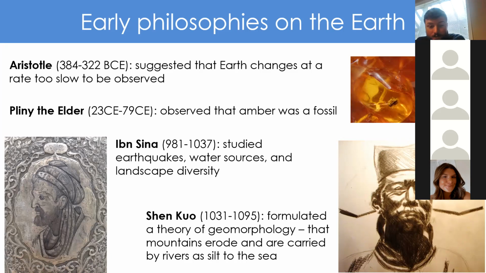And then we get to Shen Kuo, who was one of my heroes. He formulated the first theory of geomorphology, what I study, which is the way landscapes change. He observed mountains and weathering processes in China. He saw those tumbling rocks falling down the mountain. Those rocks would then enter the waterways, the rivers, and then be transported elsewhere. So he was the first one to really understand that Earth is always constantly changing and moving and restructuring itself.